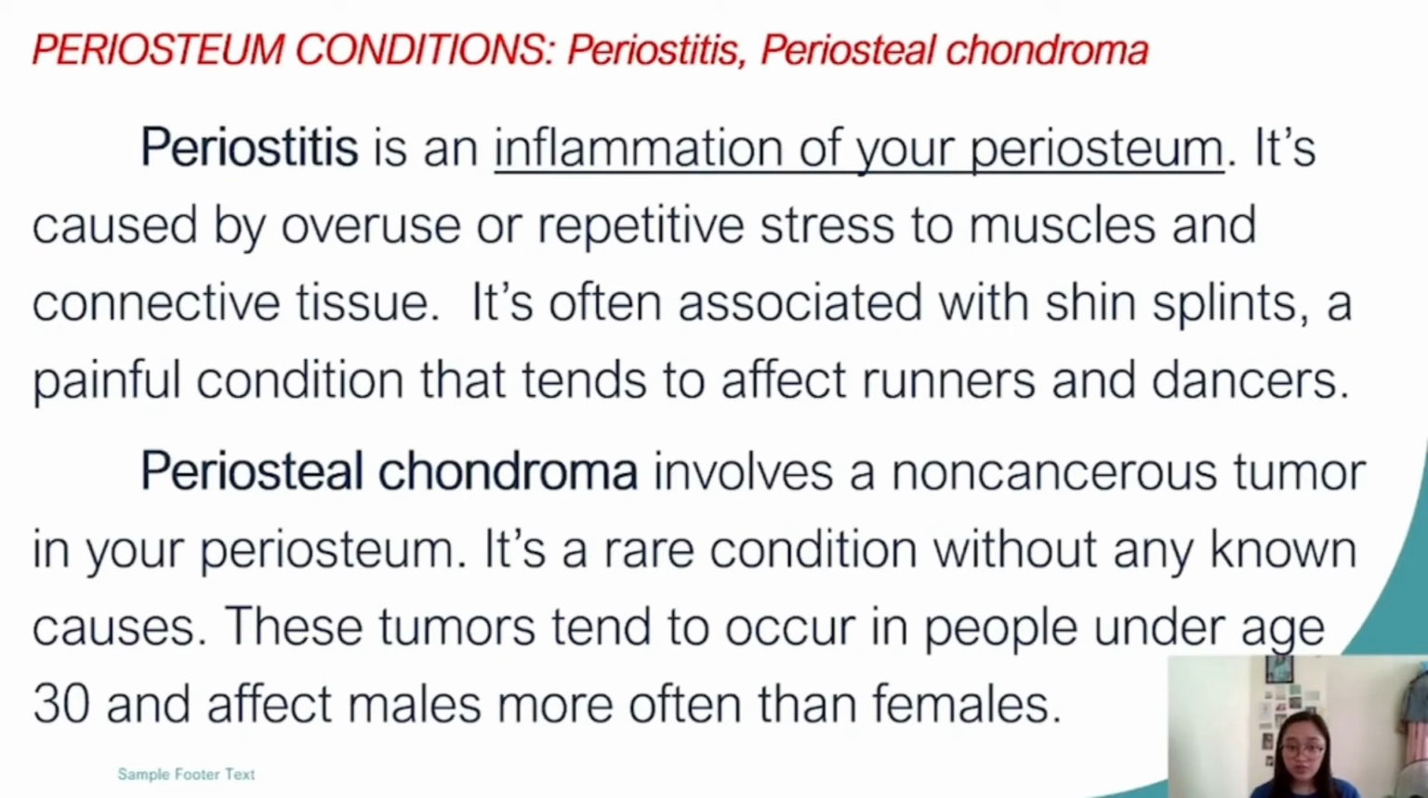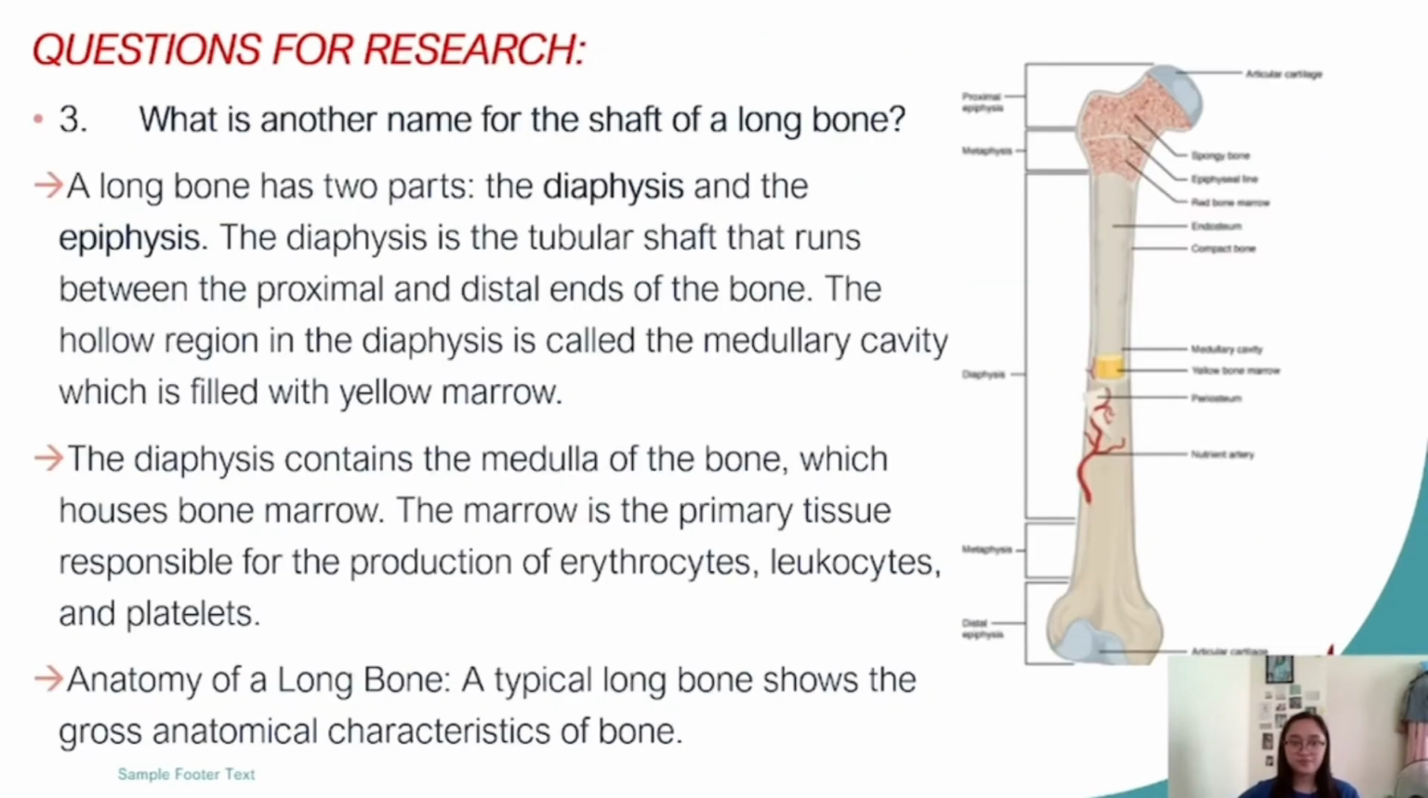Periosteal chondroma is a rare condition without any known causes, and these tumors tend to occur in people under age of 30 and affect males more often than females. Question for research number 3. What is another name for the shaft of a long bone?